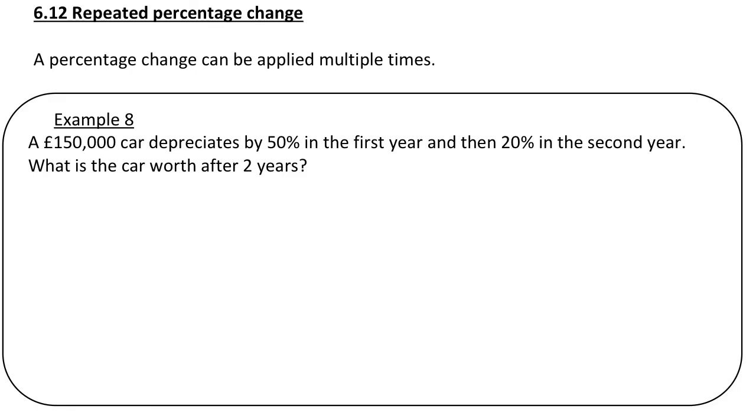6.12, repeated percentage change. So percentage change can be applied multiple times. So we can have events that change year on year or week on week, or time period on time period. So a car depreciates by 50% in the first year and then 20% in the second year. So let's look at the first year.